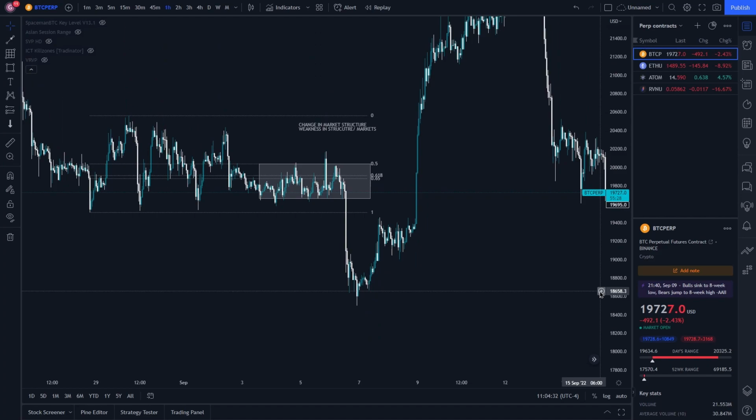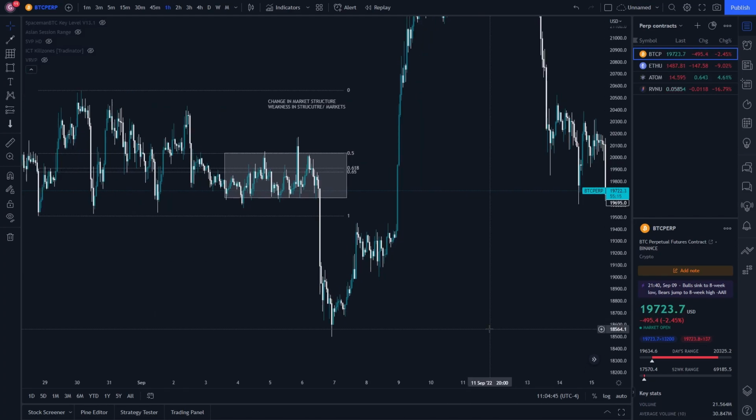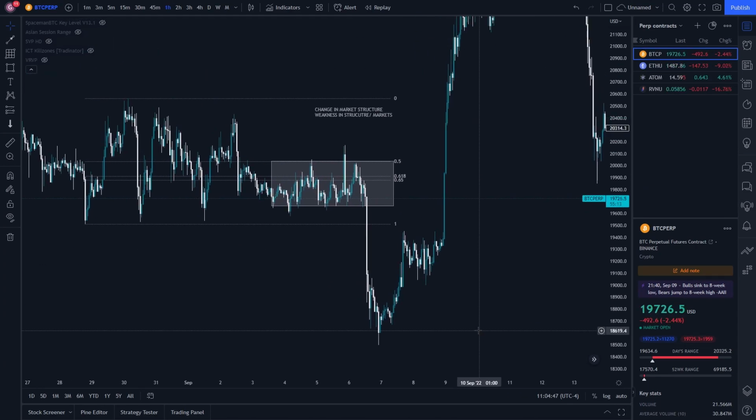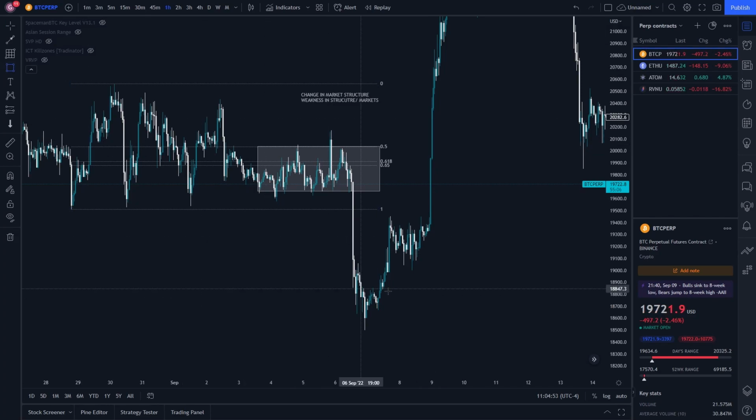But let's say you're a smooth brain like me, and you couldn't catch it. It's not that you're dumb or something, it's just unfortunate because you can't catch every move, right? So there is another opportunity for you. I say you look for deviation of these ranges. It's called accumulation, manipulation, and then distribution, right? So you look for this move. You wait for this range to form.